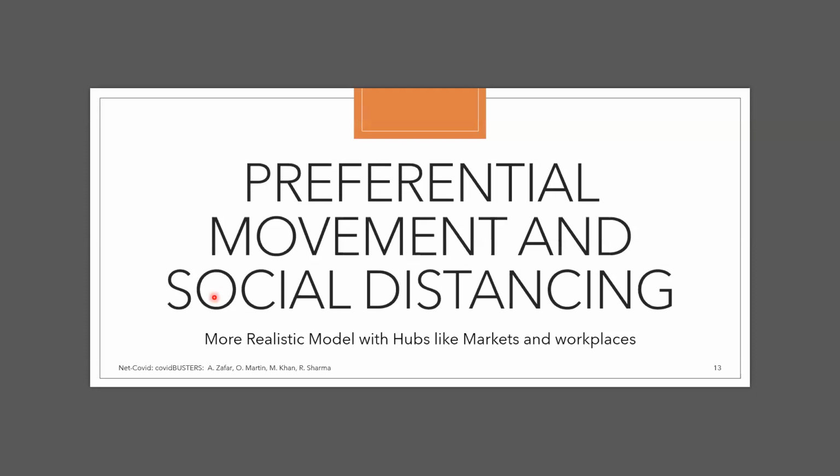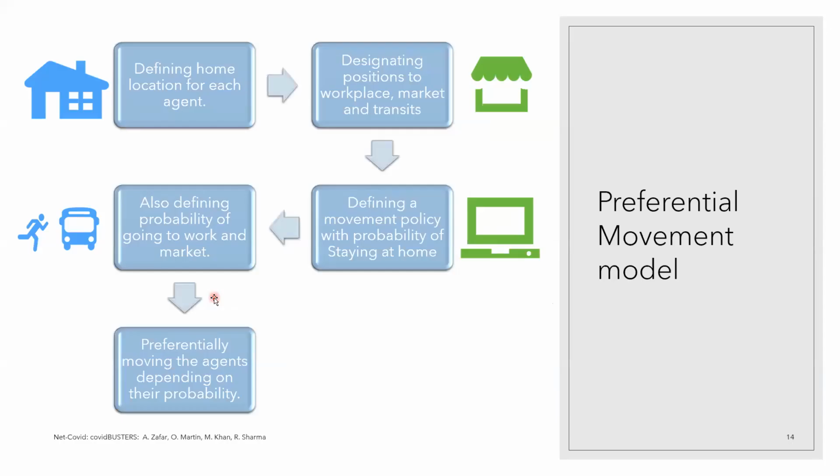So the direction we want to take this now is, instead of making the agents move randomly throughout space, we'd like to define home locations, workplaces, transit hubs and marketplaces for each agent, and have them move between those four or five different locations preferentially. So we define movement policies that define probabilities that agents stay at home, go to the workplace, go to a market, or go to their public transport locations. And then at each time step, they move following those probabilities instead of just following a random walk. So go to the next slide.